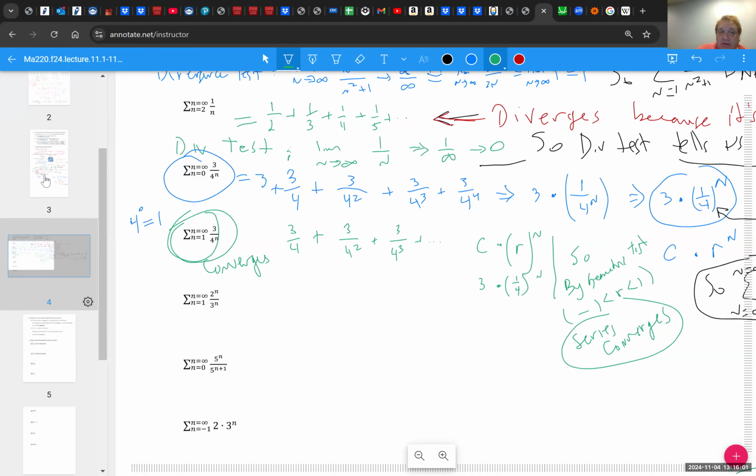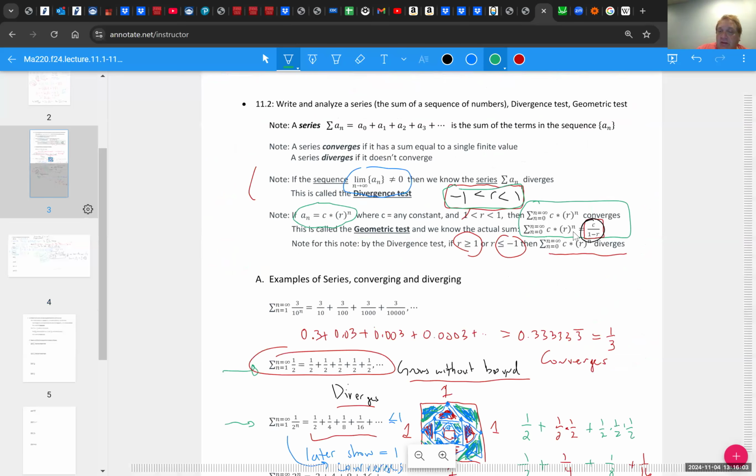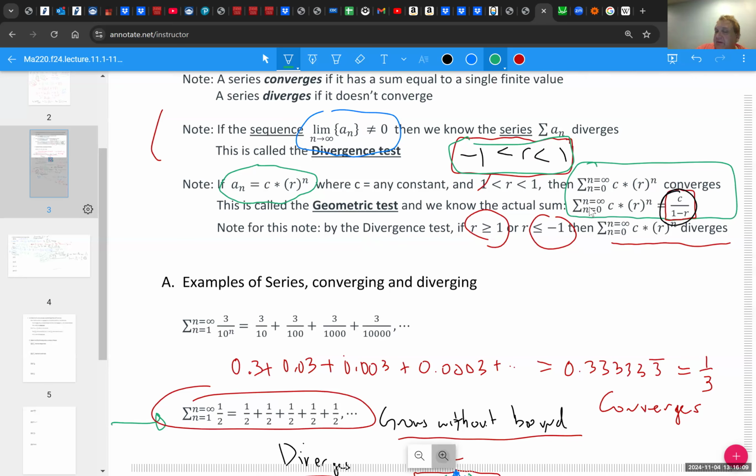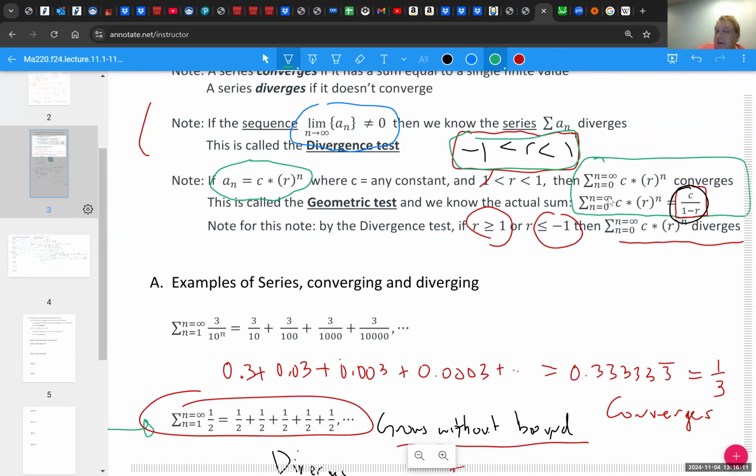And this is why I'm trying to show you this. If you look at the formula very carefully, I'll zoom in so you can look at it carefully along with me. It says that if you start at 0 and go to infinity, the sum is exactly C over 1 minus R. So only if you start at 0 and go to infinity do we know the precise sum is C over 1 minus R.